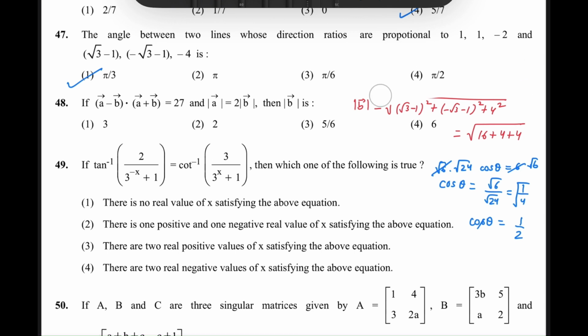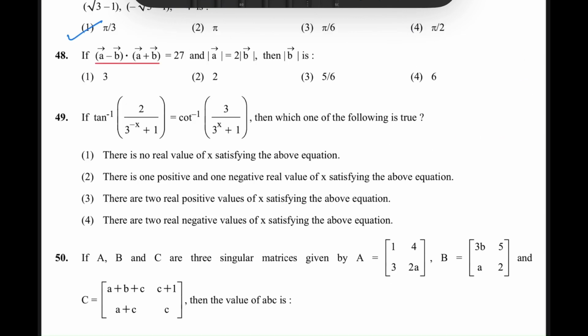So I hope this question is clear. Let's jump to question number 48. Here you have a minus b dot a plus b. So what is this? This is a dot a minus b dot b, right? And this is given as 27. So what is a dot a? It is magnitude of a square. What is b dot b? It is magnitude of b square. It is 27. You need to find magnitude of b.